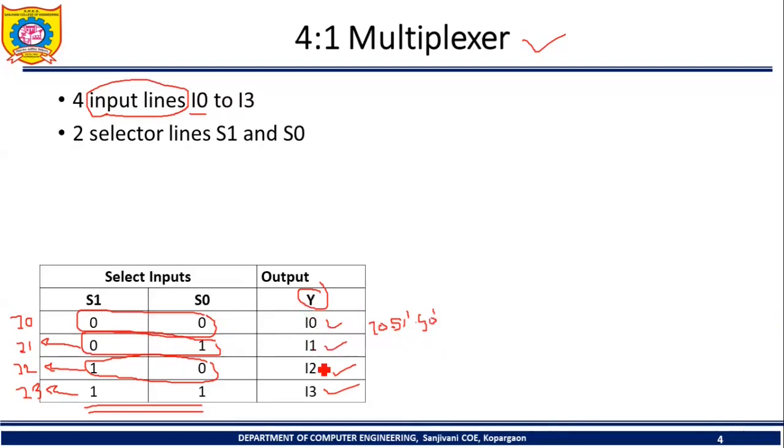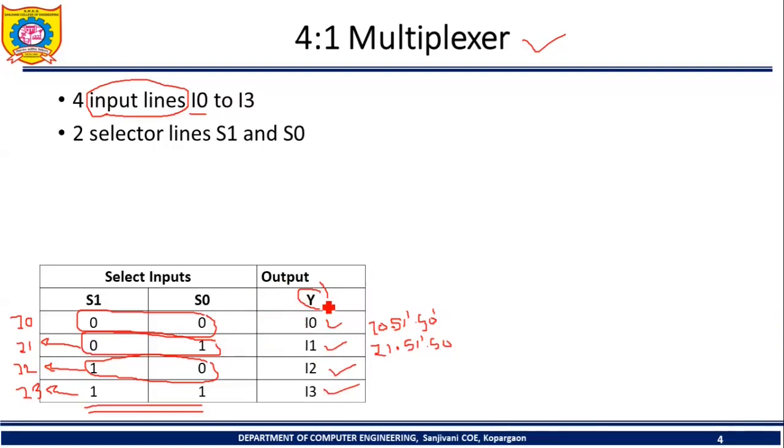Similarly, output Y is I1 when S1 is 0 and S0 is 1. So I can say that output Y is I1 when S1 is 0, so that's why here I have to take S1 prime dot, and S0 is 1, so directly I will write S0 in uncomplemented form. Similarly, I hope you can write the terms for the next two rows of this particular table.